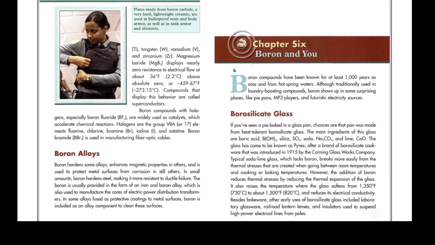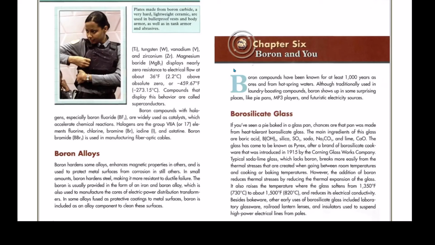Boron bromide is used in manufacturing fiber optic cables. Boron alloys. Boron hardens some alloys, enhances magnetic properties in others, and is used to protect metal surfaces from corrosion in still others.